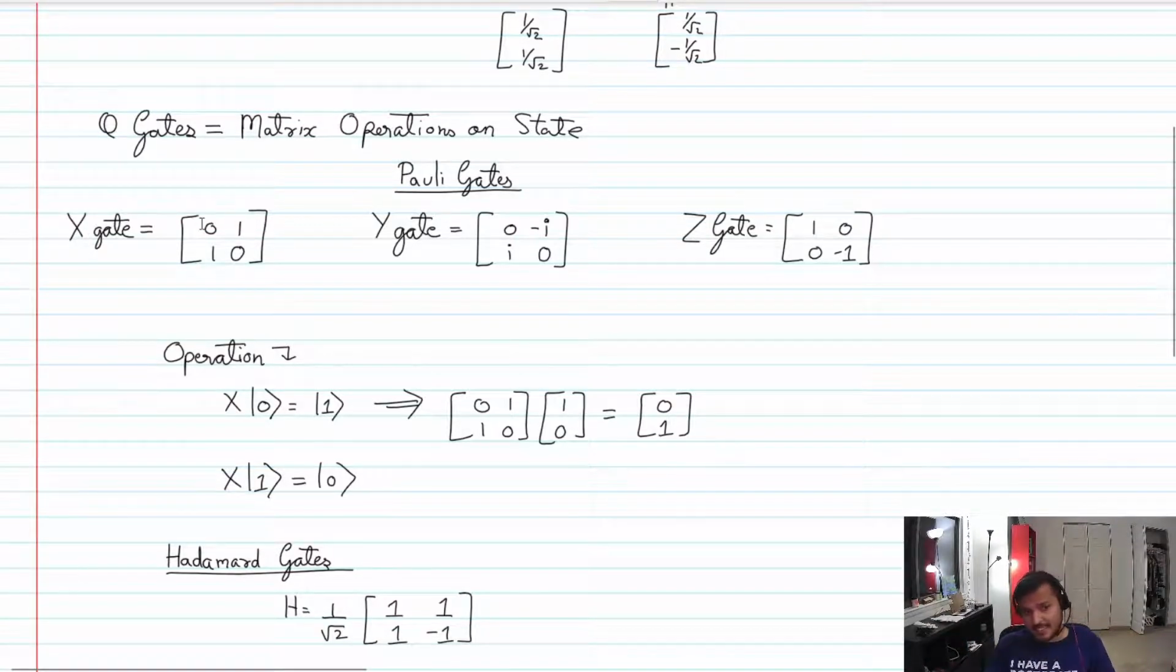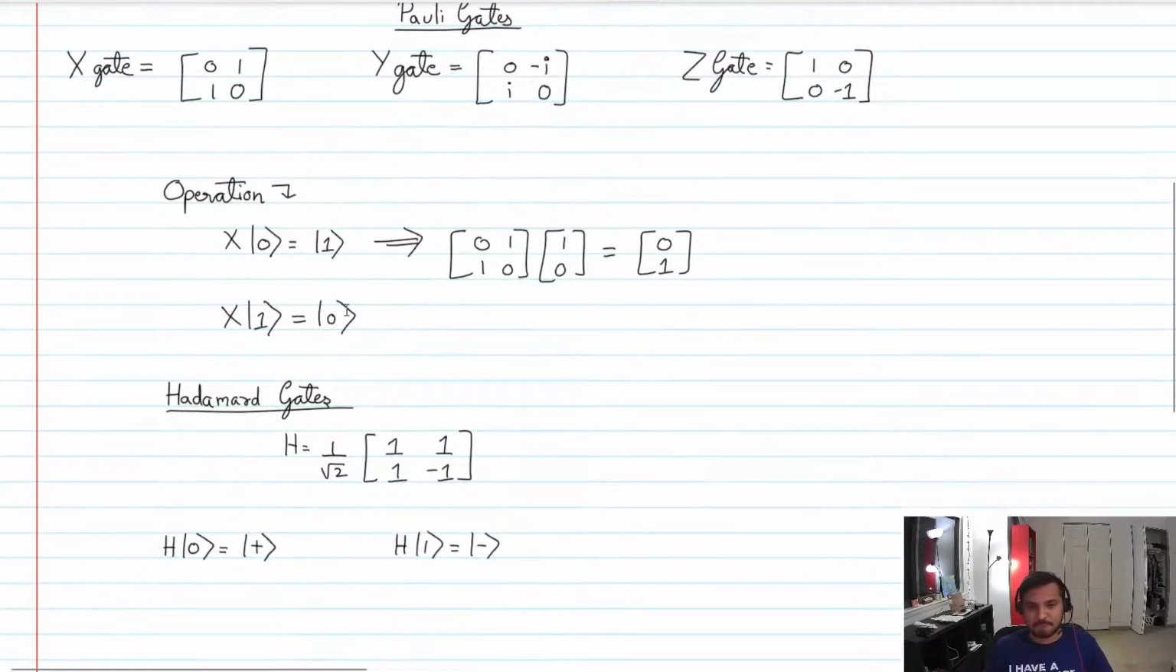There is the X gate, 0, 1, 1, 0. There is this Y gate, which has some imaginary numbers. So this is minus i and this is i. And there is the Z gate. Now let's look at the action of, say, one of them, the X gate. So when X acts on 0, it flips it. 0 becomes 1. When X acts on 1, 1 becomes 0. So this is the flip gate. So X flips the bit.